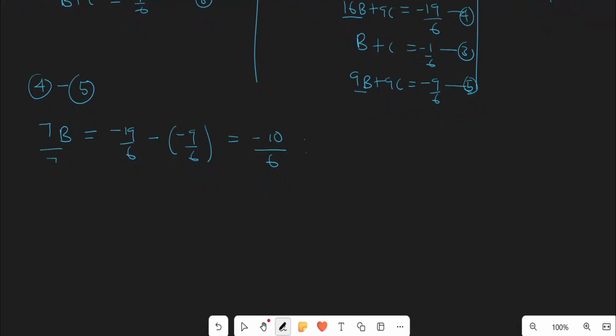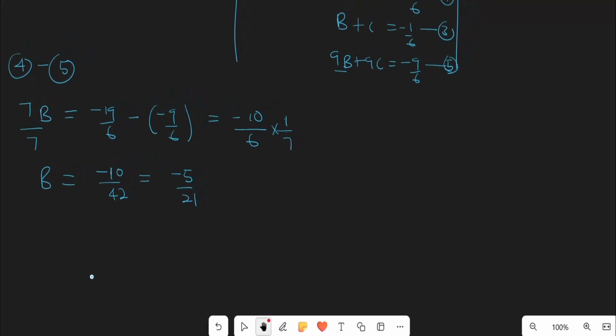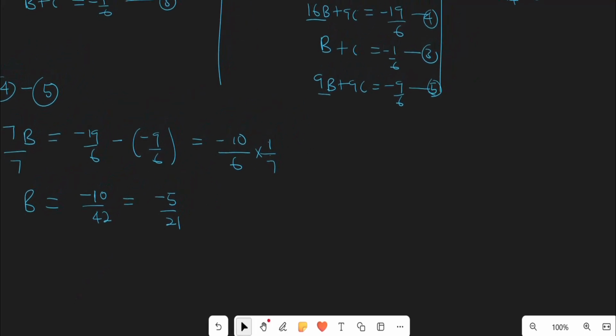So in that case, we can divide both sides by 7. Dividing both sides by 7, b is going to be equal to negative 10 over 42. And that is equal to negative 5 over 21. So that is the value of b. What about c?